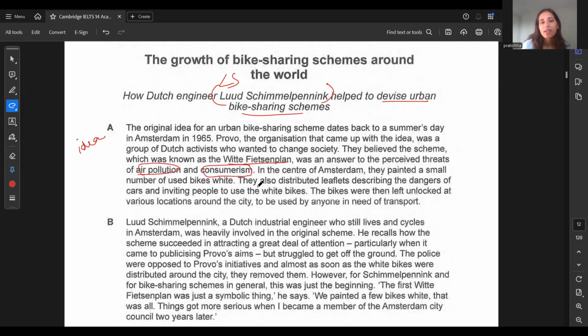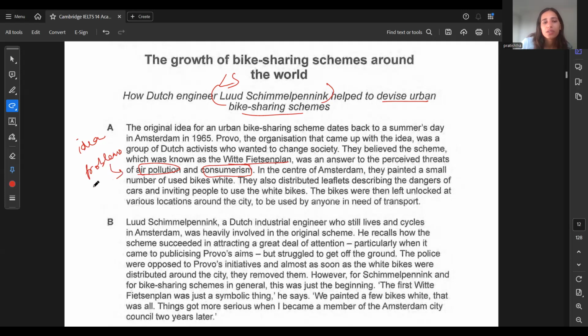In the center of Amsterdam, they painted a small number of used bikes white. They also distributed leaflets describing the dangers of cars and inviting people to use white bikes. The bikes were then left unlocked at various locations around the city to be used by anyone in need of transport. So the idea and problems.